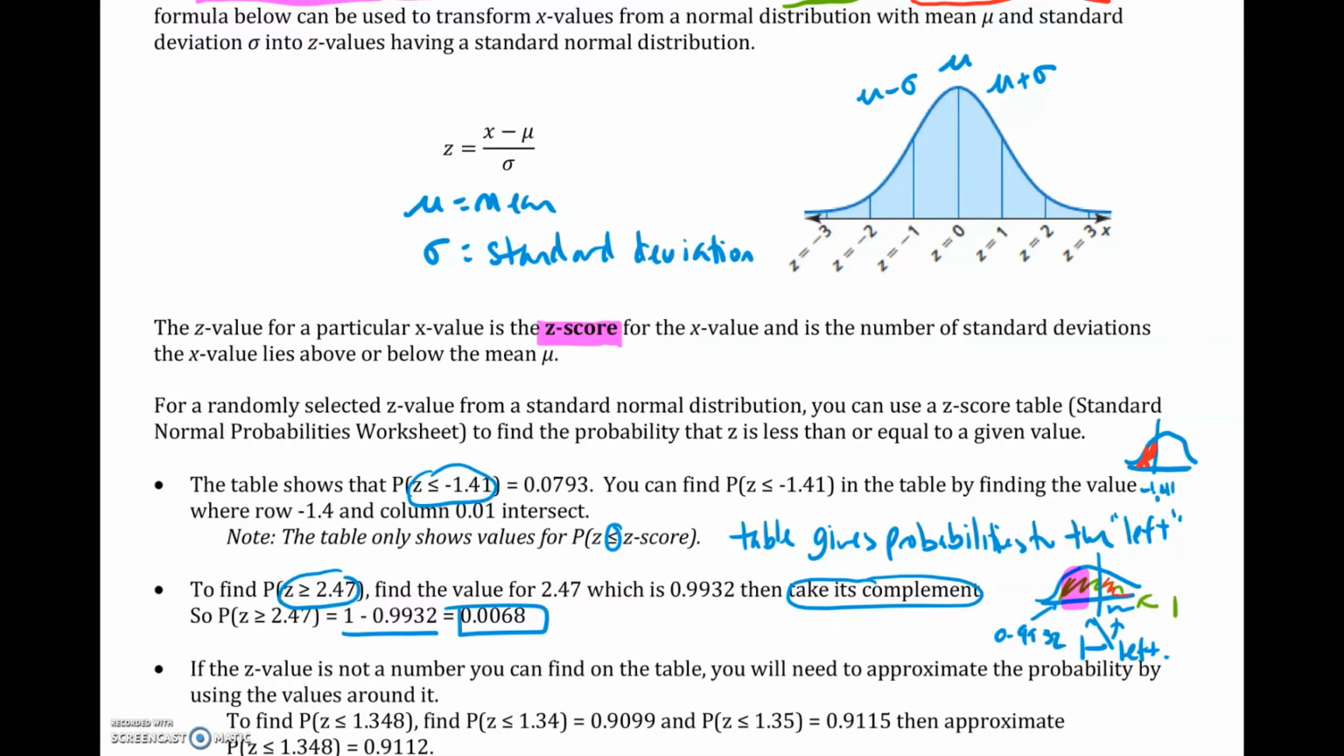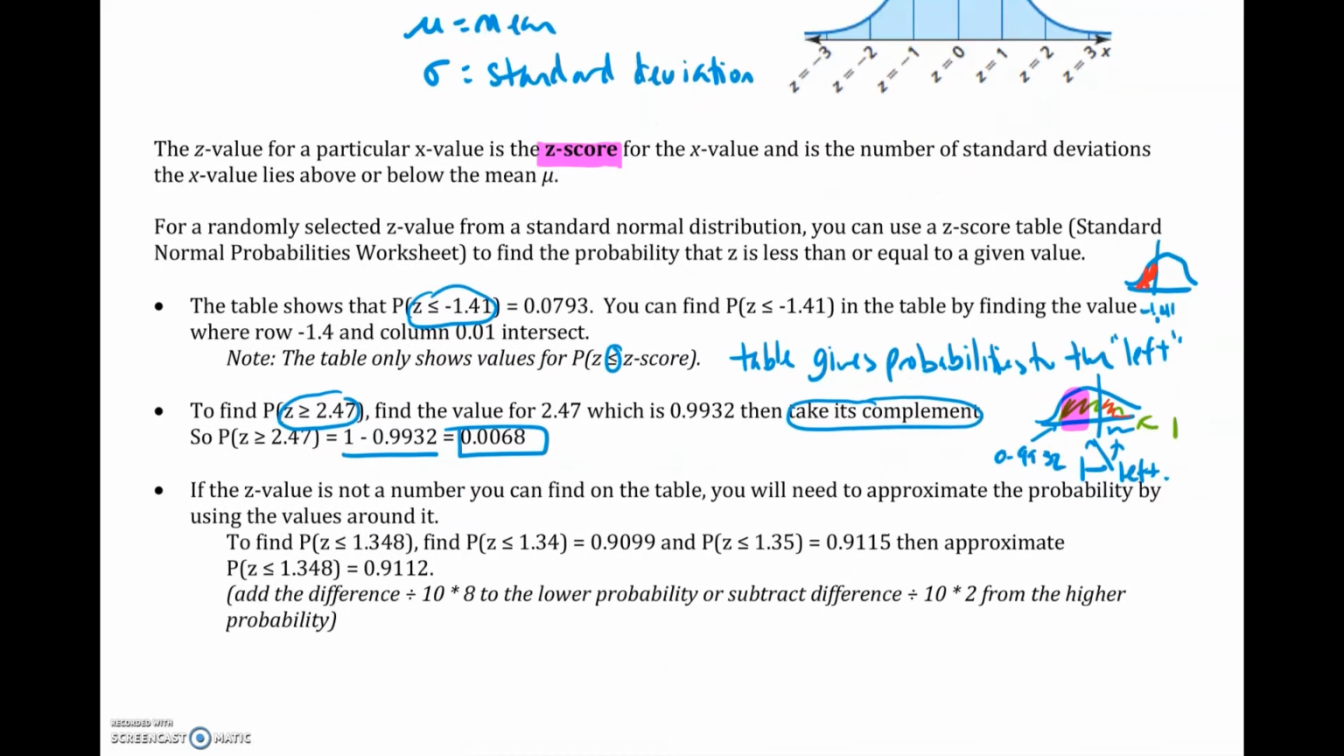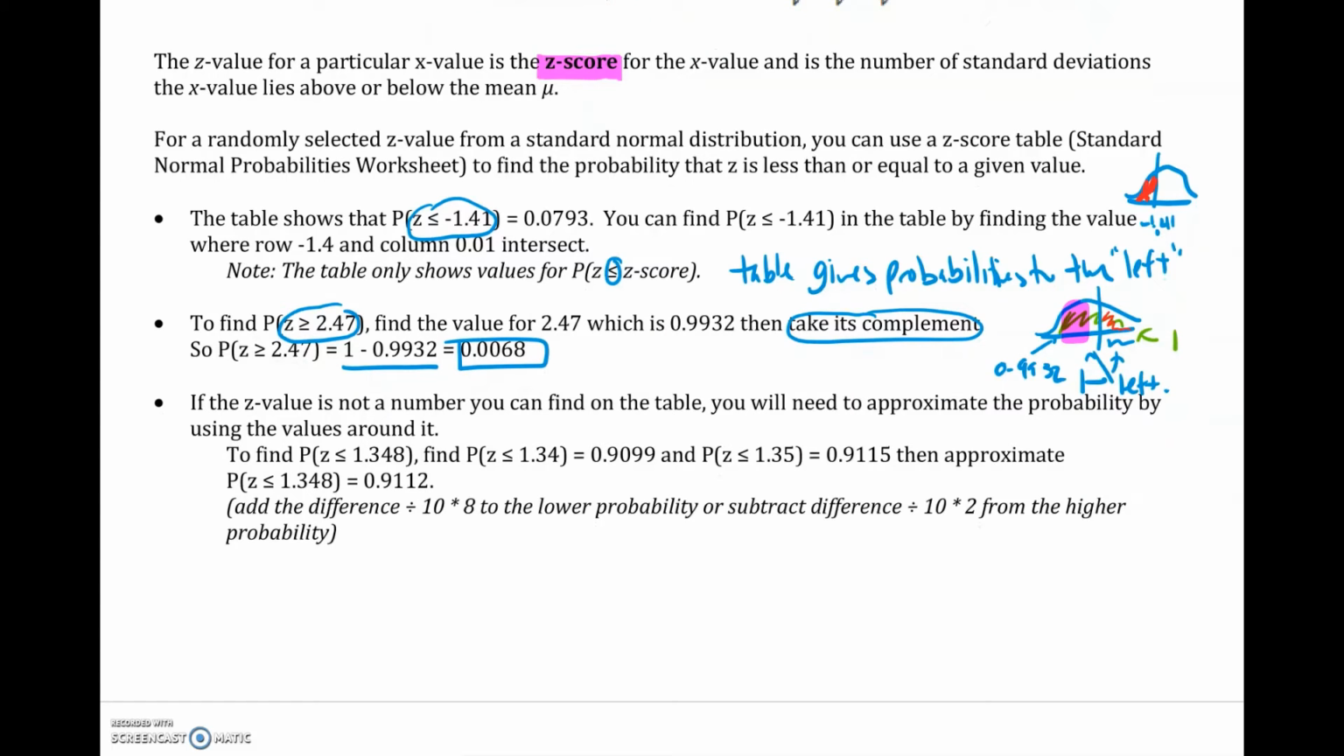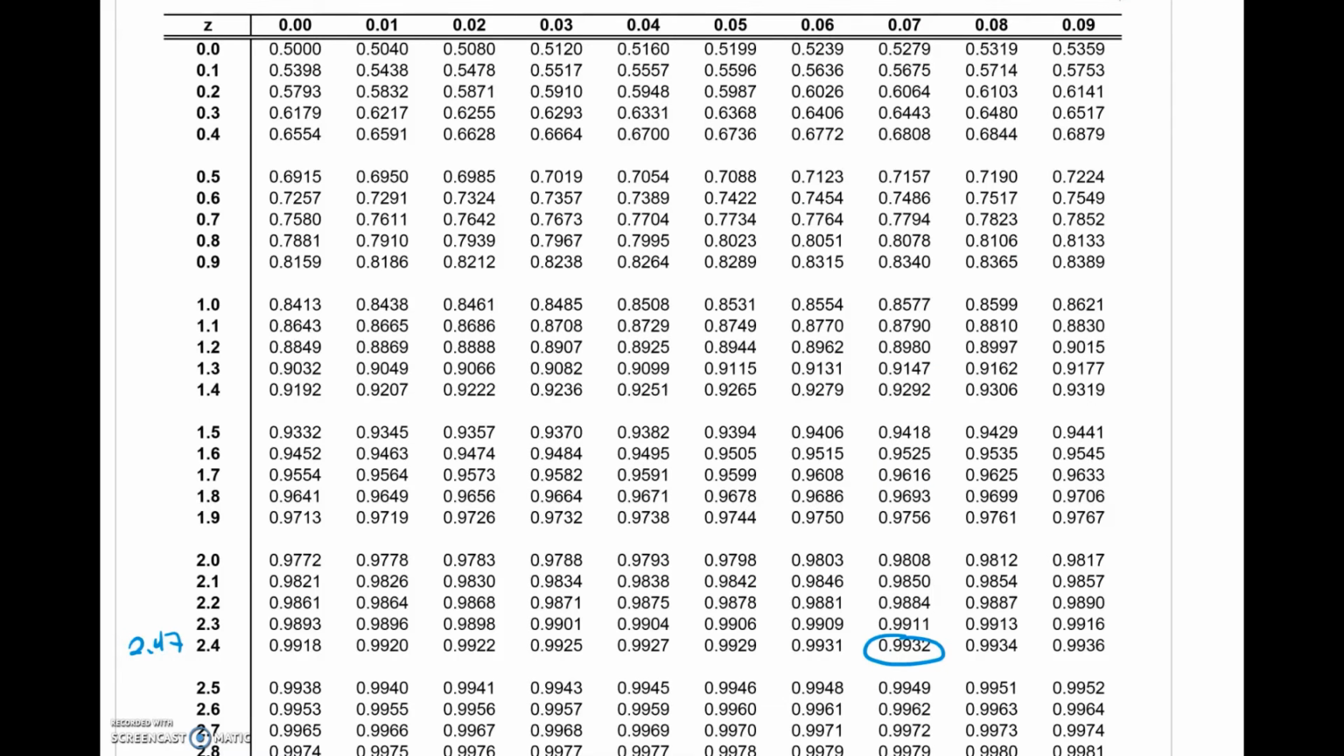So, okay. And then what happens if it's not on our table because our table doesn't show every single value? Well, if you look at the third bullet point, if the Z value is not a number you can find on the table, we'll just approximate the probability. So we have to do our best estimate. So if you look at this next example, if we're trying to find Z is less than or equal to 1.348, well, if you look back at my Z-score table, positive 1.348 is not there because I can only get up to 1.34. So here's my 1.34.